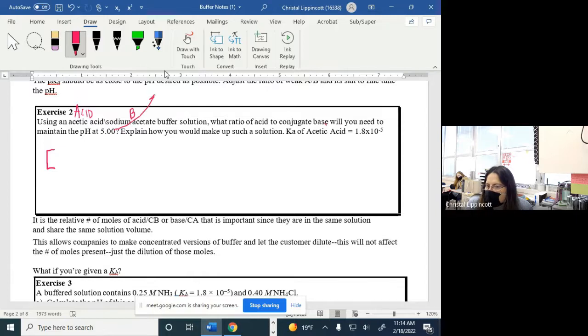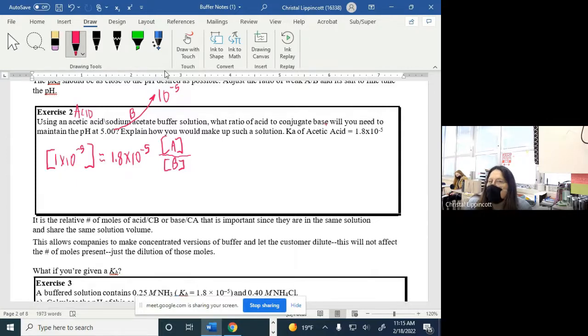The way we figure that out is we take 10 to the negative 5, and that gives us our value. So 1 times 10 to the negative 5 is our concentration. We know that our Ka value is 1.8 times 10 to the negative 5. And we're trying to figure out this ratio of A to B, because we're trying to make a buffer solution.